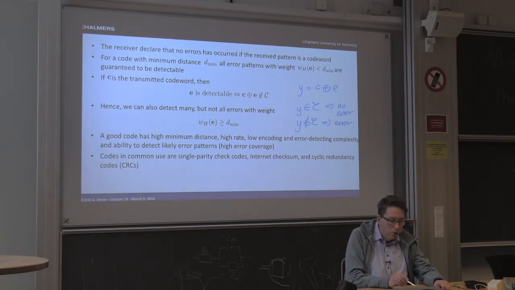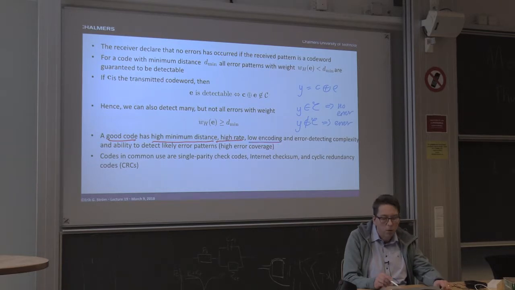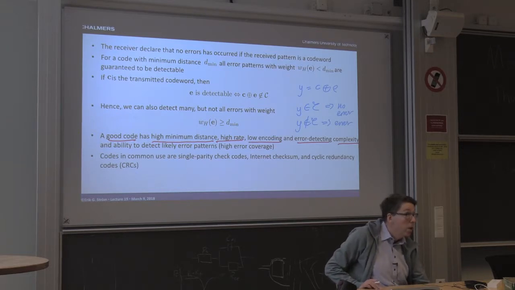So what is a good code? Well, a good code has high minimum distance and high rate, because then we don't add so many parity bits. And then, of course, it needs to have low encoding and error detecting complexity, so the signal processing involved should be small. And then it should also be good in the sense that it can detect many likely error patterns, that is, patterns which have weight greater than the minimum distance. It would be nice if we can catch as many of those as possible.